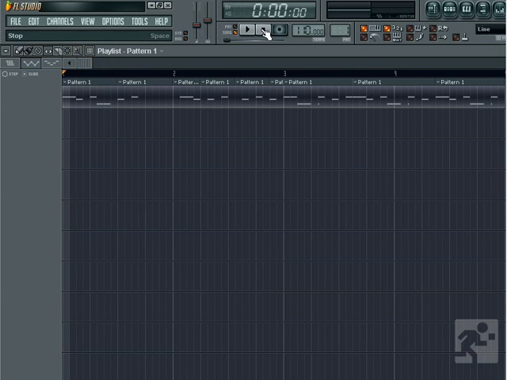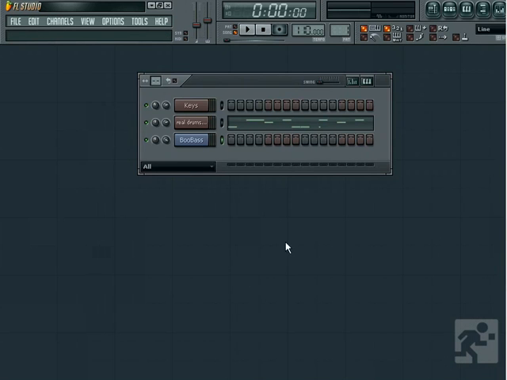As we just saw, you can take a single pattern and multiply its potential. In the next video, we'll take a look at how to insert and use effects in the mixer, as well as how the mixer will be an integral part of your projects.